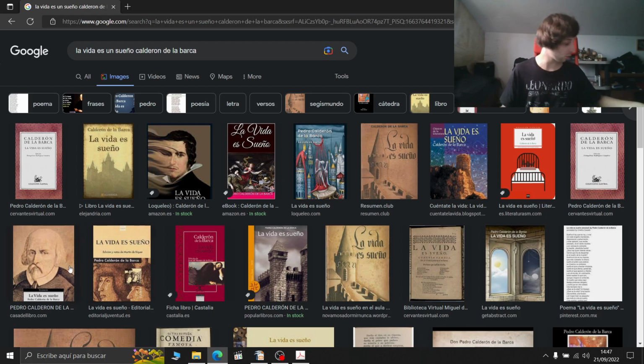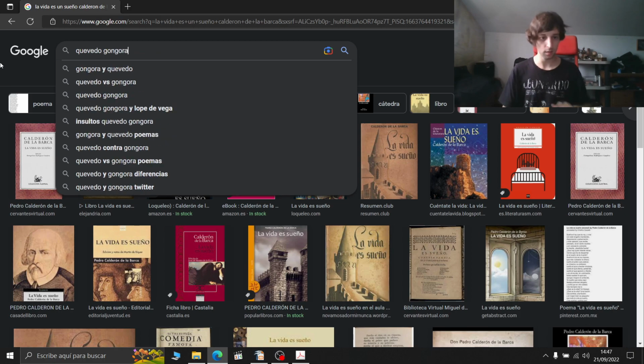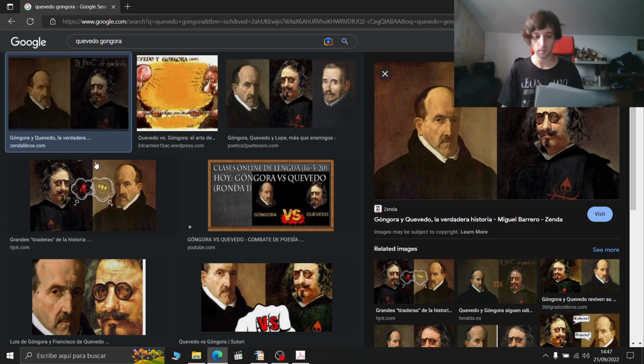Then there are Francisco de Quevedo and Luis de Góngora. These two are poets. There are two different poets. So they have many poems, obviously. And for me, Francisco de Quevedo has the most beautiful poems.